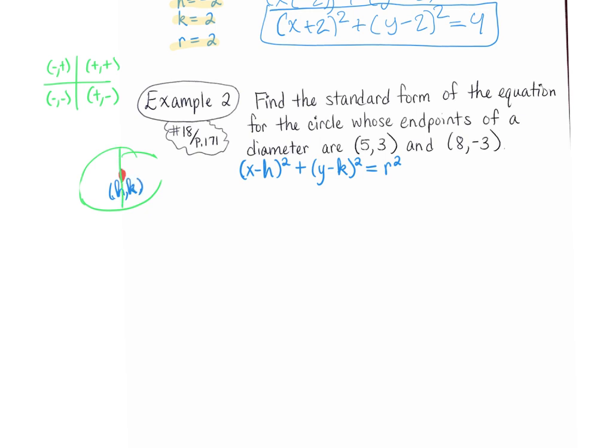And it would look something like that, right? Where this point is 5, 3. And this point is what? 8, negative 3, yeah? Does that make sense? Yes.